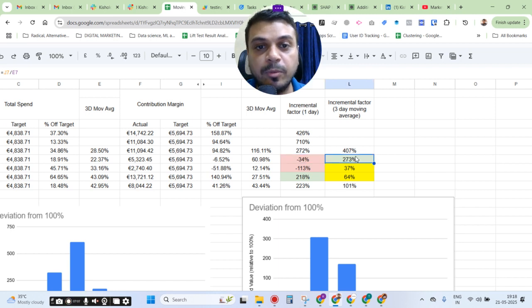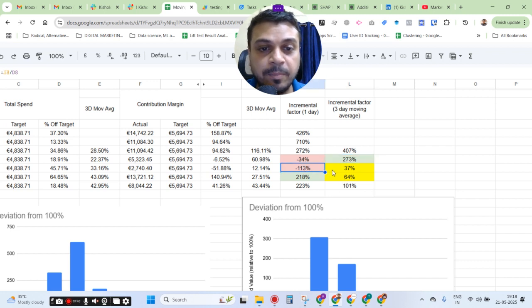But if you look at a 3 day moving average, you don't have to manually look at the data and try to make visual sense. I've seen a lot of people try to do some mental calculation. Why even do that when you can just have another column here? So 273% means you actually have nearly 3 times, or 2.7 times, better improvement in contribution margin as opposed to the increase in spend. So that's a definite net positive. And so 273% incremental factor here.